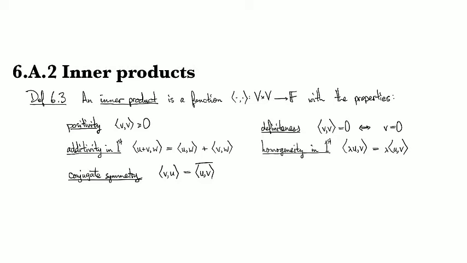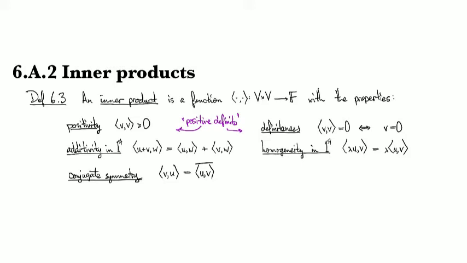And then these two are often grouped together and called positive definite, when both of those are satisfied simultaneously. And we'll talk a little bit more about why that is later on.